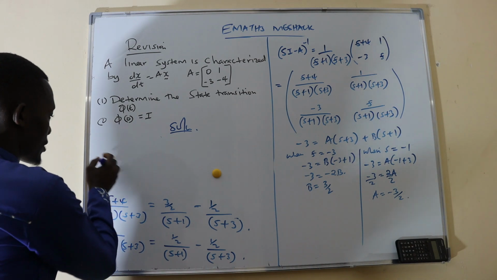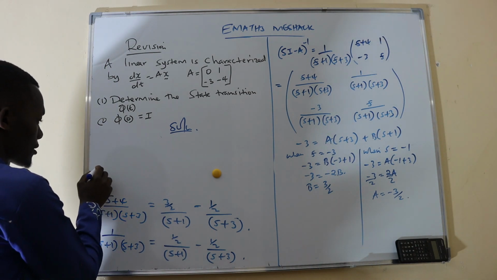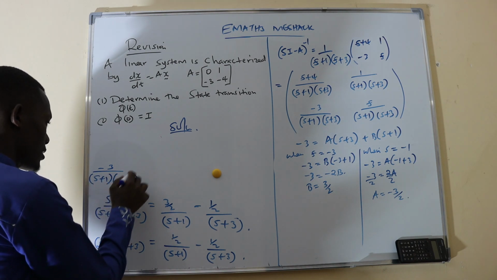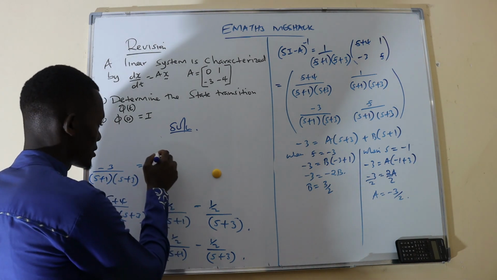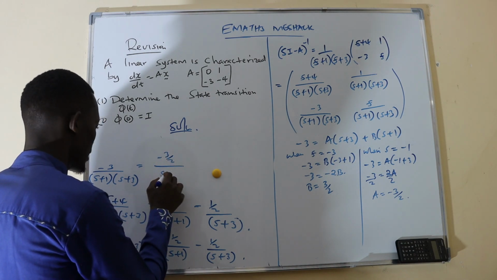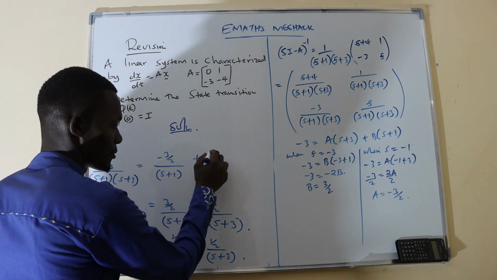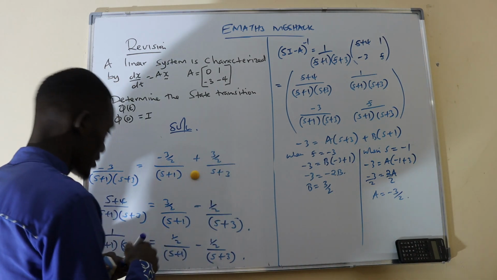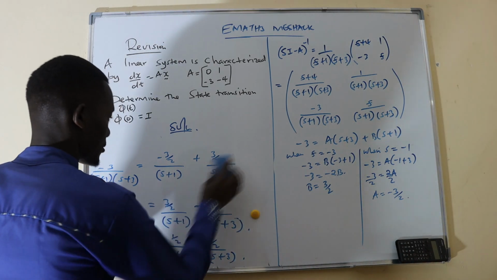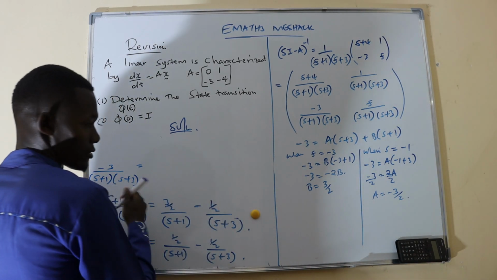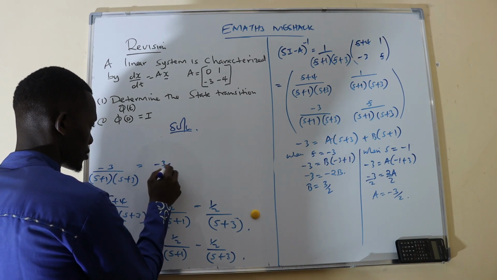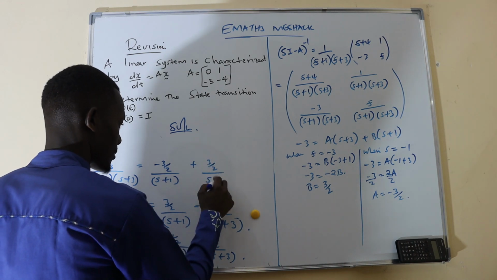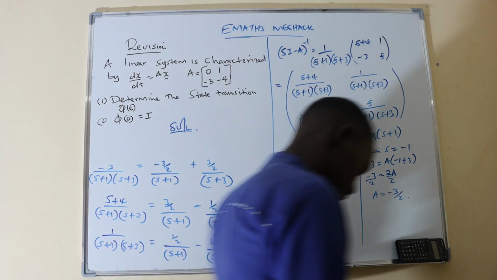So I hope we are following together. So we shall have for the value negative 3, we can just write it here, for (s plus 1)(s plus 3). We shall expand it and have it as negative 3 over 2 over s plus 1, then plus b, which is 3 over 2, over s plus 3. Let me get it down a bit to leave space. So you have negative 3 over 2 over s plus 1, then plus 3 over 2 over s plus 3. So we shall have that.